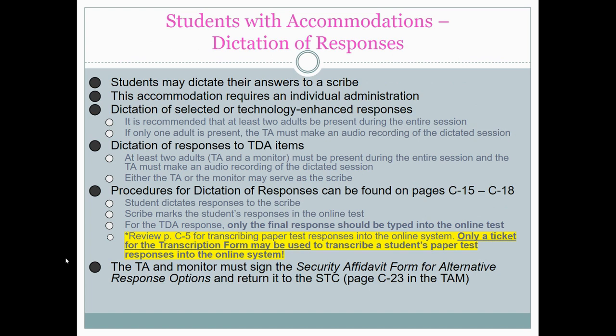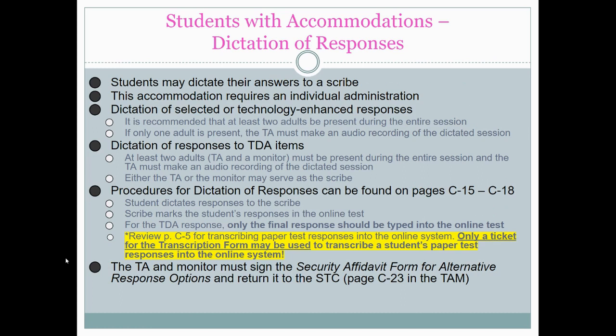Dictation. If we have a couple of friends who will have dictation, if this is you and you are serving as the TA, please look in your TAM, read through the policies so you know what to do on test day. If it is dictation of multiple choice, there only has to be one test administrator in the room. And if that is the case, you just make a recording of it. If you have two TAs in the room, a recording is not needed.